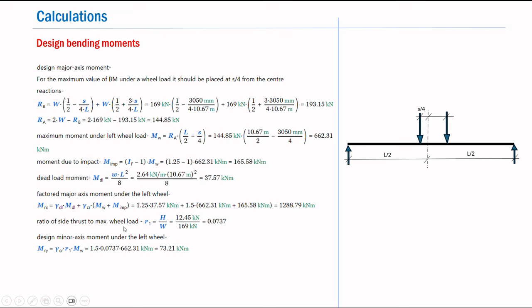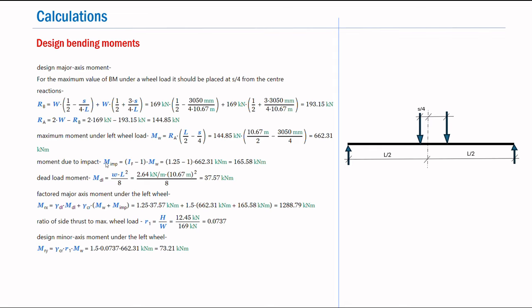Next, we need to calculate also the minor axis moment. For this, first we evaluate the ratio of the side thrust to the maximum wheel load. R1 is equal to H by W, and this works out to be 0.0737. And then the design minor axis moment is obviously obtained by scaling down the maximum moment under the left wheel load, that is MW, that is finally obtained as 1.5 into 0.0737, that's a scale factor, into 62.31, that is equal to 73.21 kN meter.